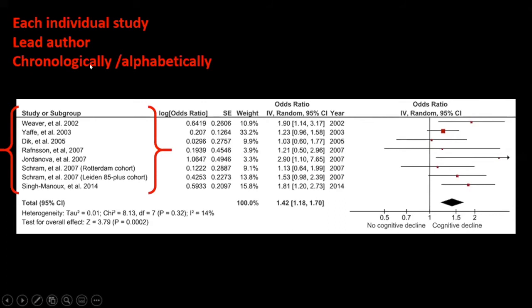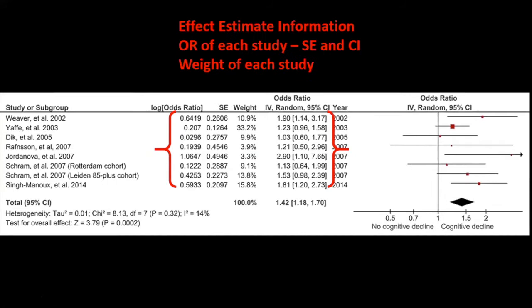On this side, we have each individual study with a lead author, which can then either be arranged chronologically or alphabetically. In this study, it's been presented chronologically. Either method is okay. In the middle is the effect estimate information. They have used odds ratio as the effect estimate of each study, and they have put the standard error and confidence interval of the effect estimate, or the odds ratio, in each study. And that then allows them to weigh each study, and they have included the weight of each study. So the odds ratio, the confidence interval, and the weight of their effect.